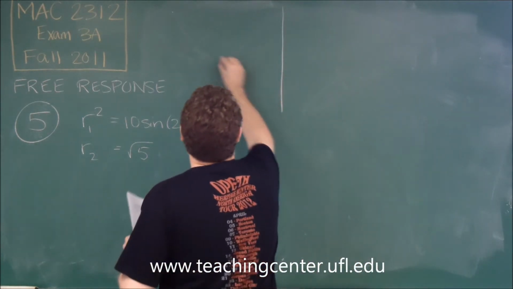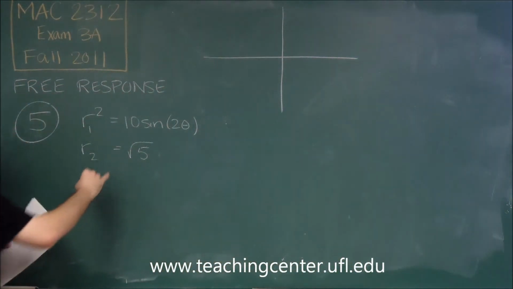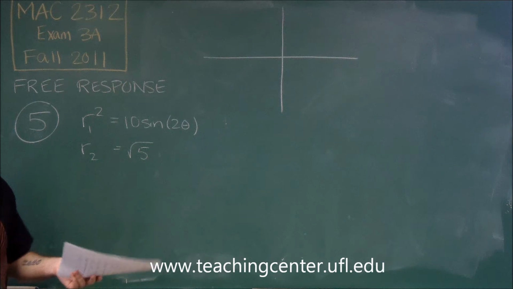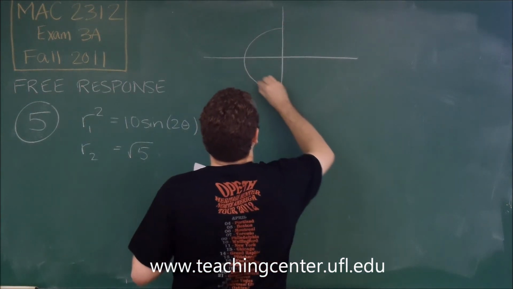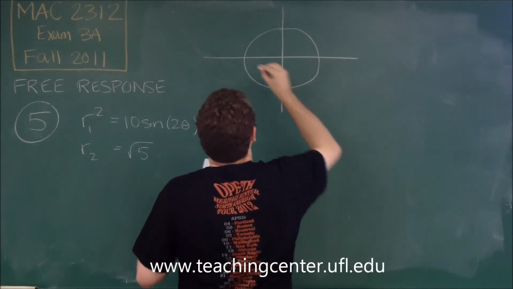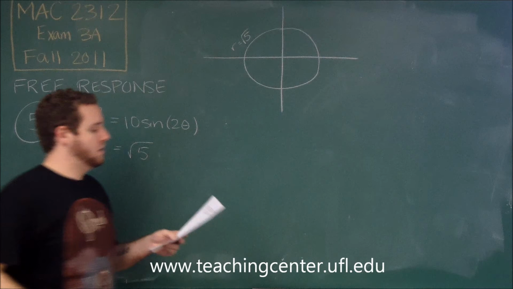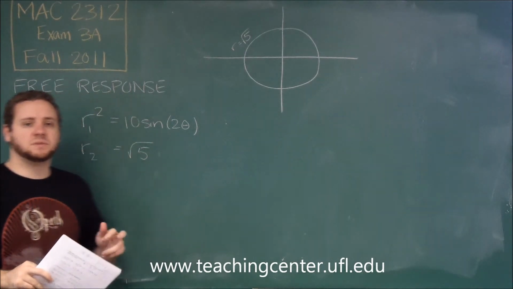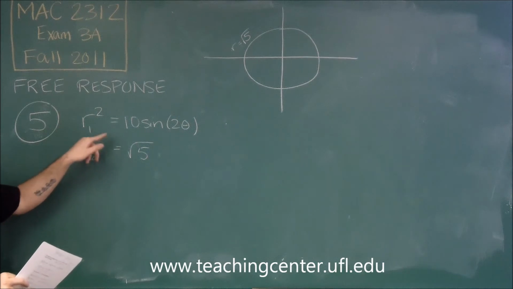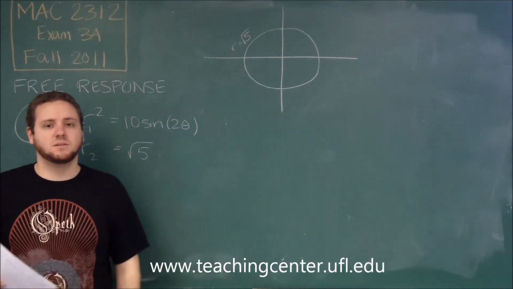So if we're to graph this here, first let's do r2, because that's just a circle. We have r equals a constant, the circle with radius square root of 5. So this is r equals square root of 5. So the next graph, this is one of our special forms. This is one of the lemniscate graphs. r squared equals 10 sine 2 theta. Remember, we have anything squared equals constant times sine 2 theta.